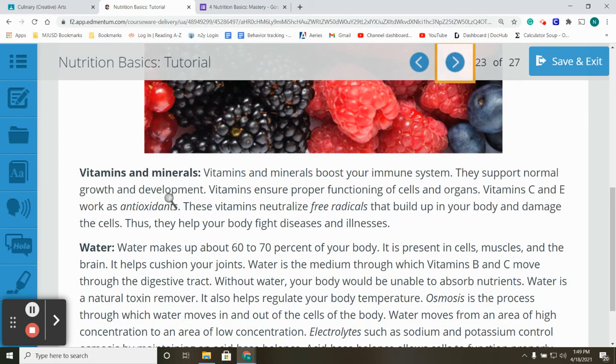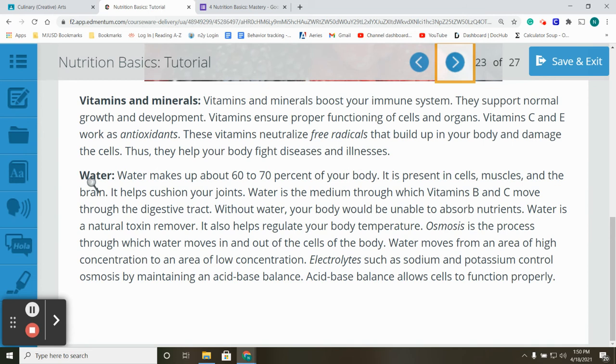Vitamins and minerals. Vitamins and minerals boost your immune system. They support normal growth and development. Vitamins ensure proper functioning of cells and organs. Vitamin C and E work as antioxidants. These vitamins neutralize free radicals, which build up in your body and damage the cells. Thus, they help your body fight diseases and illnesses.